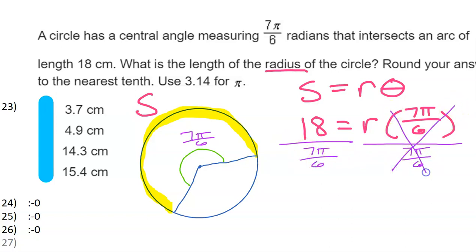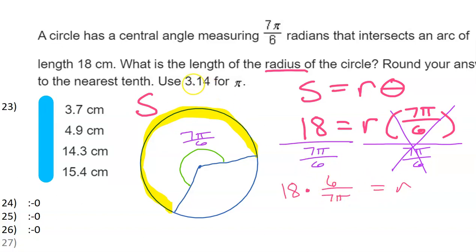All right, that way these will cancel each other out. So honestly, I could put this entire thing into my calculator right now. Another option is when you divide by a fraction, you multiply by the reciprocal. So 18 divided by 7 pi over 6 is the same thing as 18 times 6 over 7 pi. All right, you divide by multiplying by the reciprocal. Keep, change, flip, I guess. Math teachers don't usually like saying that.